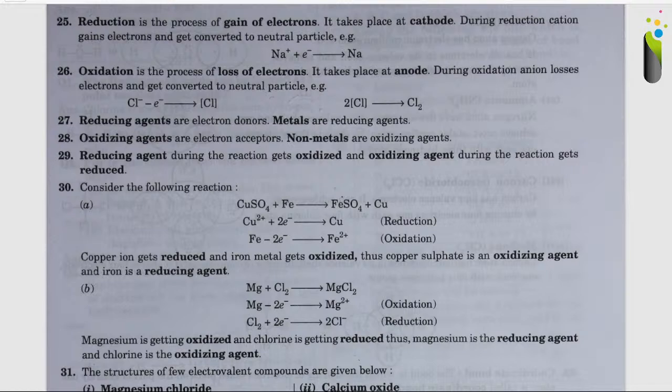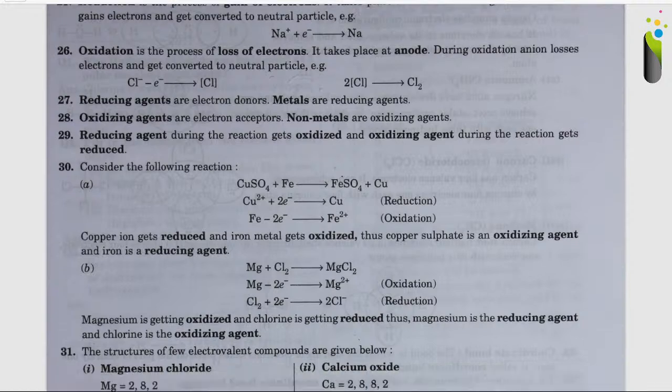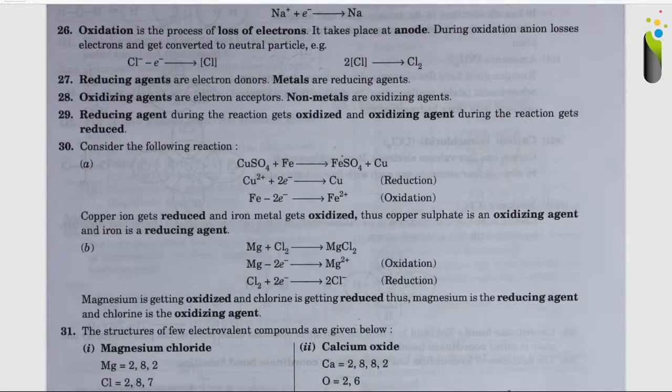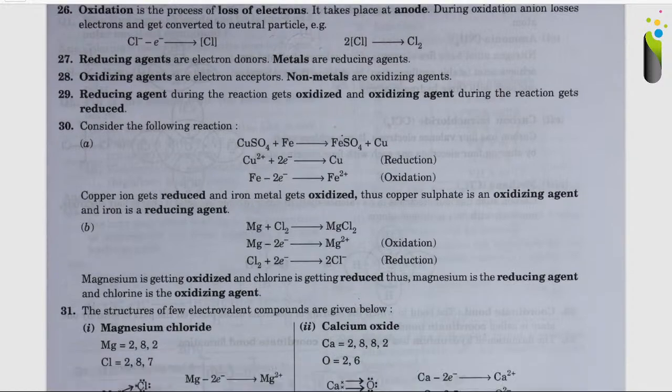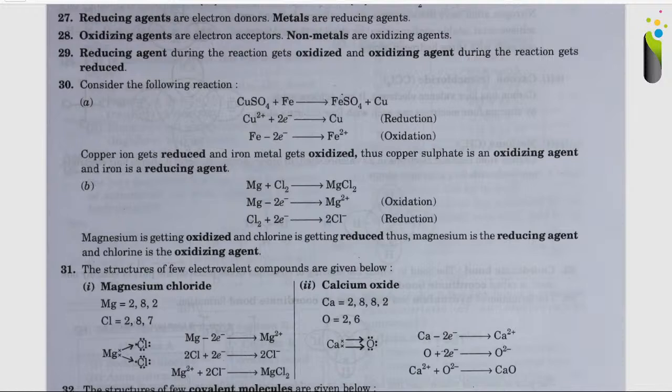Reducing agents are electron donors. That is, metals are the reducing agents. Oxidizing agents are electron acceptors. Non-metals are oxidizing agents. Reducing agent during the reaction gets oxidized and oxidizing agent during the reaction gets reduced. Very, very important. Now, consider the following reaction so that we understand it better.